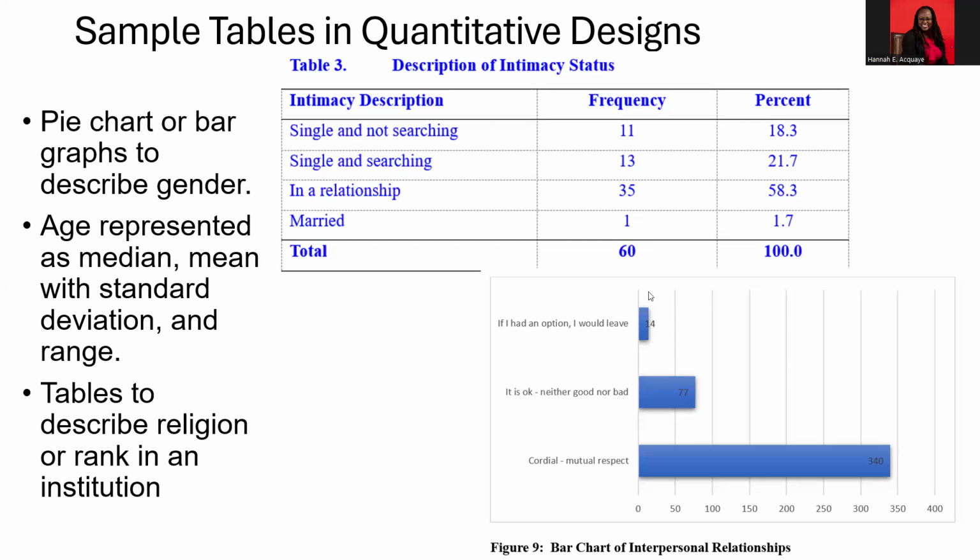This is for the adolescents in informal settlement. No, let me go back. So when we do these descriptors, pie charts or bar graphs, you can use bar graphs. Some people will use tables. And so I provided a sample of tables and graphs. And then you can also use tables to describe religion or rank in an institution, depending on what you're looking for.